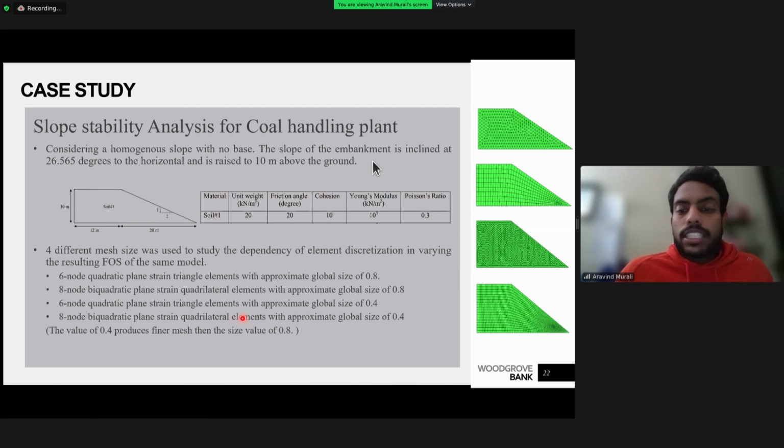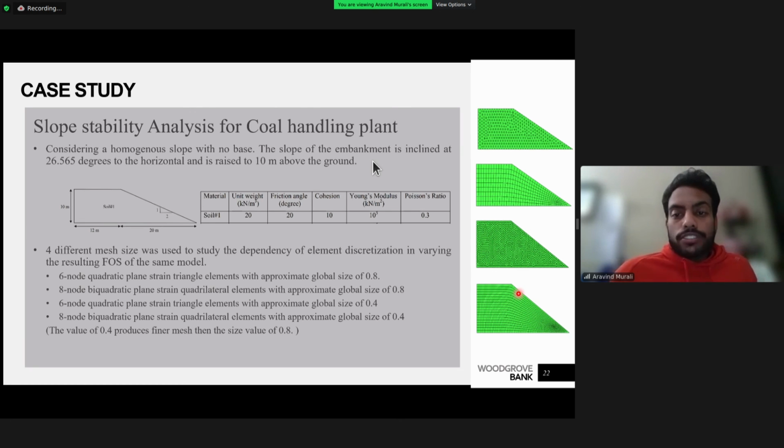Four different mesh sizes are used to study the dependency of element discretization in varying the resulting factor of safety of the soil body. So the value of 0.4 produces a finer mesh when compared to a value of 0.8. So we are varying the mesh size and checking how the factor of safety changes for different mesh sizes. The results for the above conditions are given below.